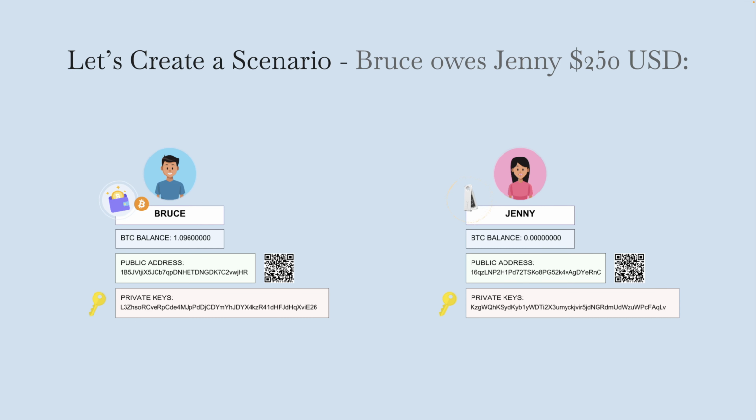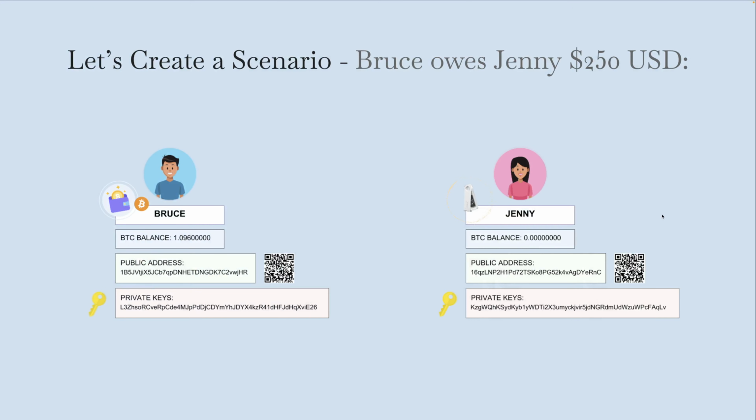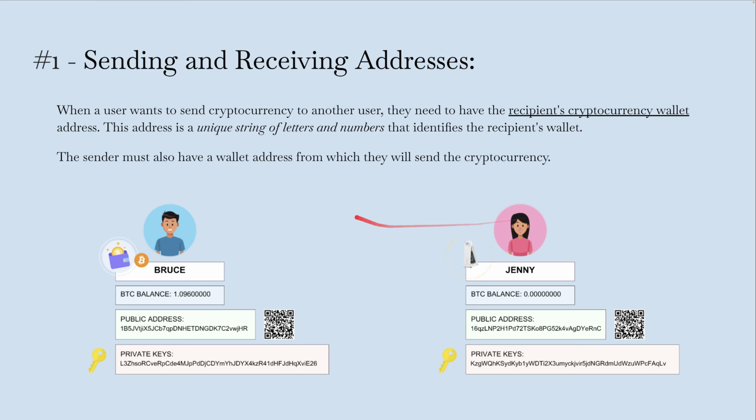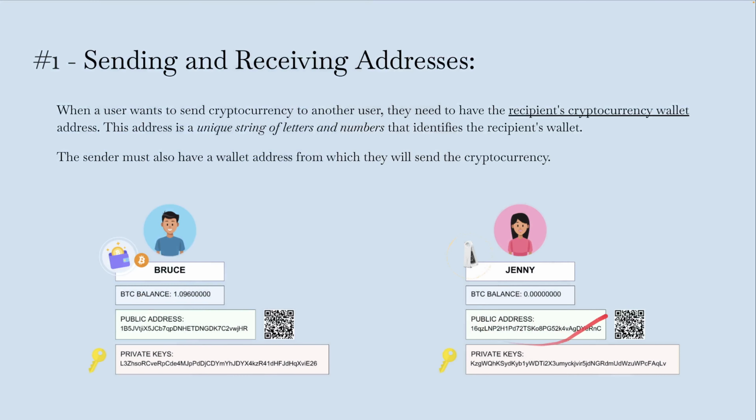Bruce owes Jenny $250 and Jenny goes, hey, why not in Bitcoin? Give me some of that Bitcoin. So how does this work from beginning to end? When a user wants to send cryptocurrency to another user, they need to have the recipient's cryptocurrency wallet address. So that's going to be Jenny's public address. If you want to send Jenny some Bitcoin, you need a crypto wallet, okay, one that can hold Bitcoin, and you need to copy this address.